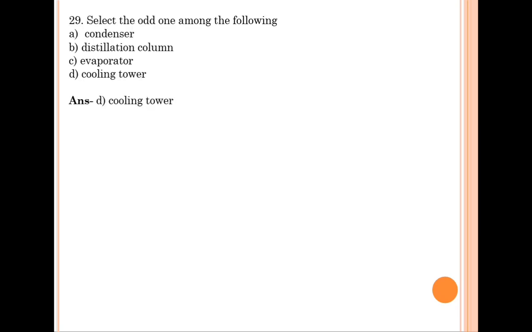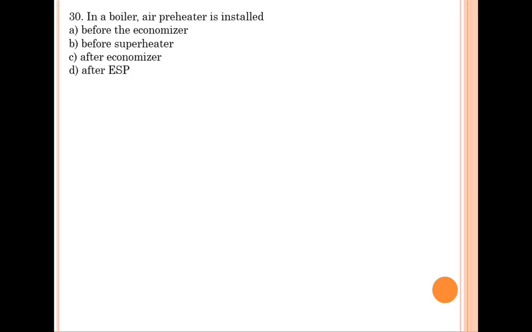Select the odd one among the following: condenser, distillation column, evaporator and cooling tower. You see A, B, C all are closed cycle and cooling tower is open cycle. So cooling tower is the right answer here. In a boiler, the air preheater is installed, if you are working in a power plant, basically you know, after the economizer. So option C is the right answer.